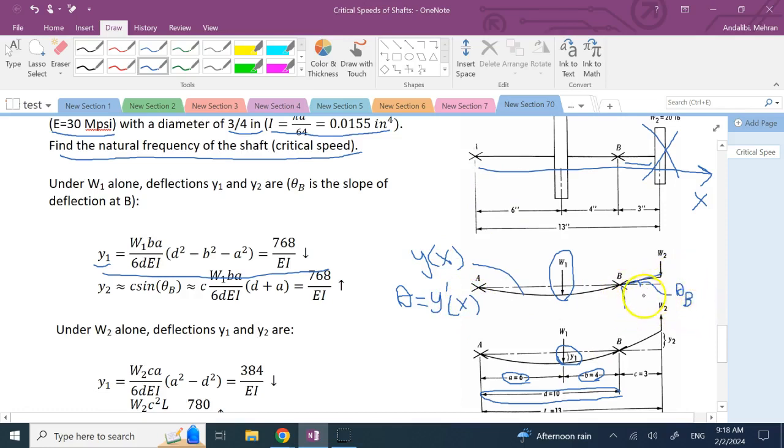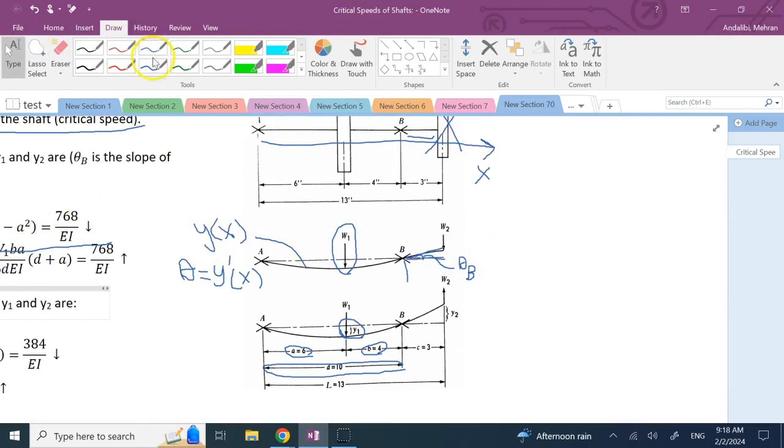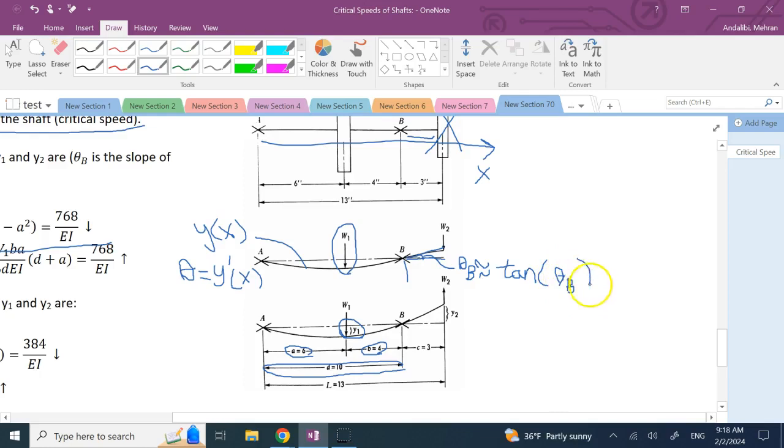Now if I multiply that theta by this length, knowing that theta is small, theta is the same as its tangent, because these slopes are small. So if we approximate it by tangent of theta B, then tangent of theta B is how much y2 is going to go up this distance, divided by the length of the overhang, which is 3 inches.